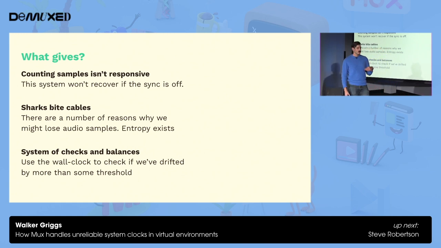Well, we could actually use those initial wall clocks as a system of checks and balances here. If we've drifted or we have gone too far off in any direction, or if we have some sort of threshold that tells us that we're off mark, well, we can resync, reset that initial timestamp and that frame counter. That solution would give us the accuracy of a wall clock, but the precision of sample counting.